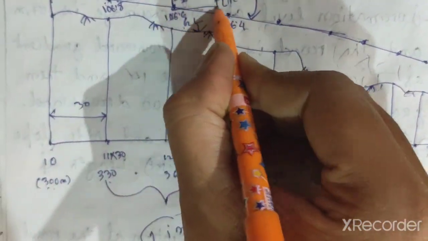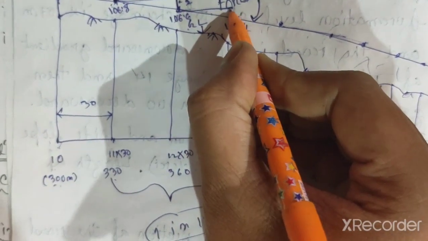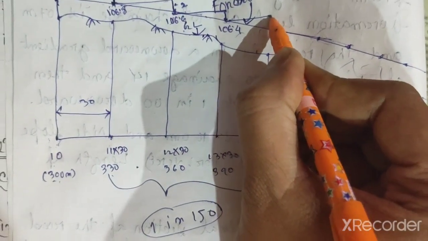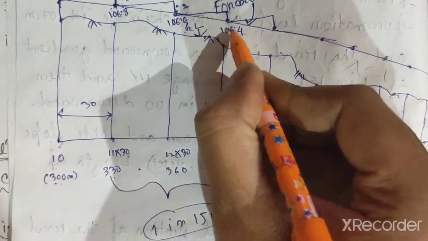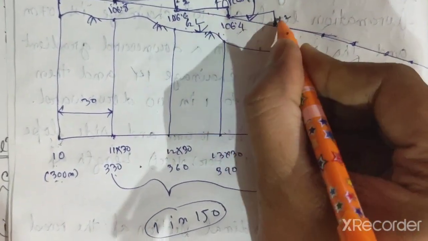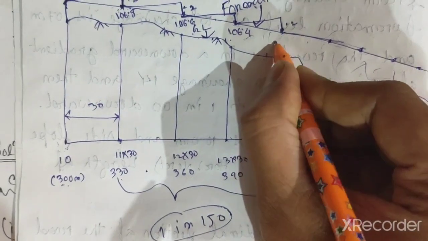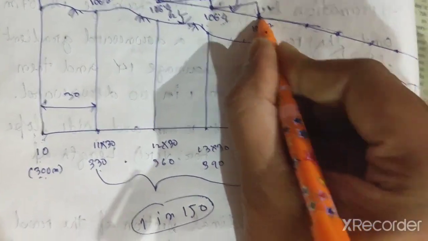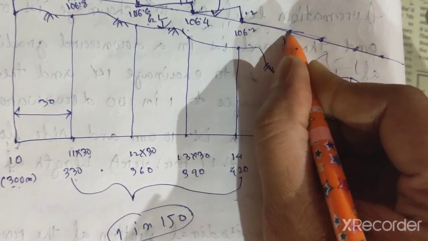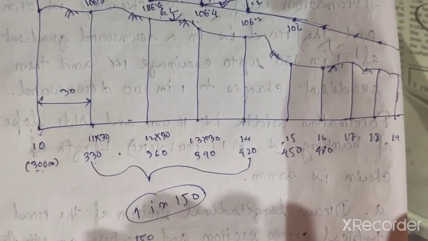Because if we are moving 30 horizontally, we are moving 0.2 downwards. Again, if we are moving 30 horizontally, we are moving 0.2 downwards. That means this is 106.4. So 0.2 we have to deduct. If this is 106.4, this is 106.2. If this is 106.2, this is 106. Just like that, we have to go on.